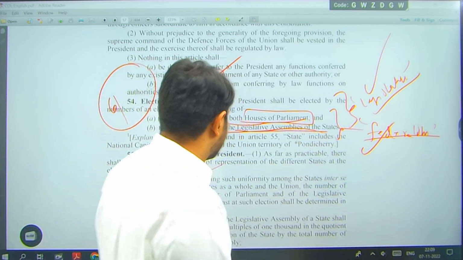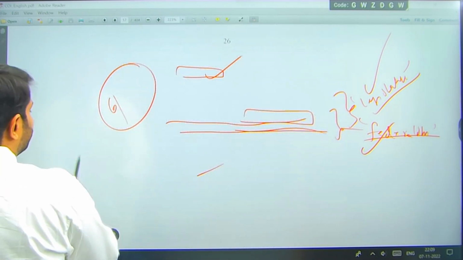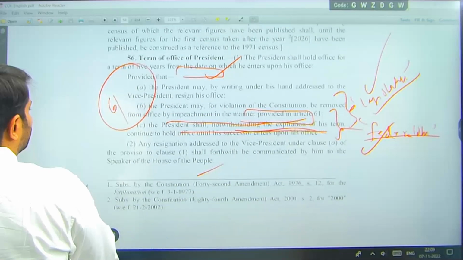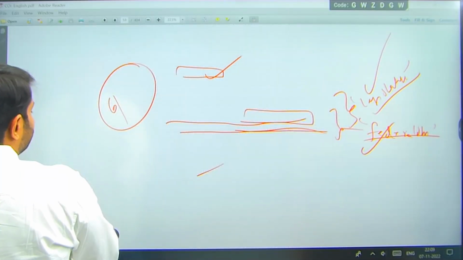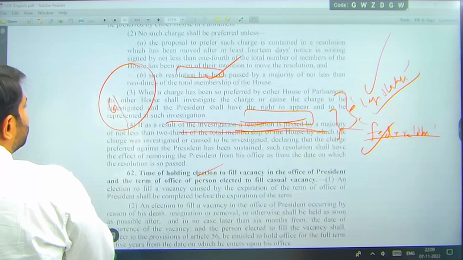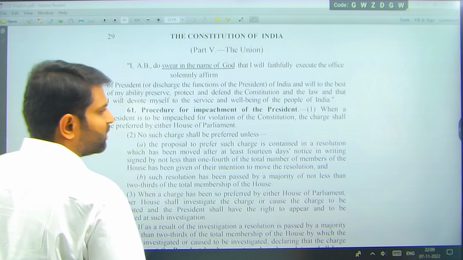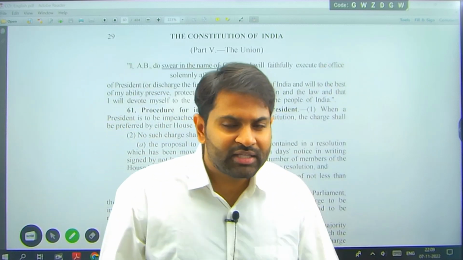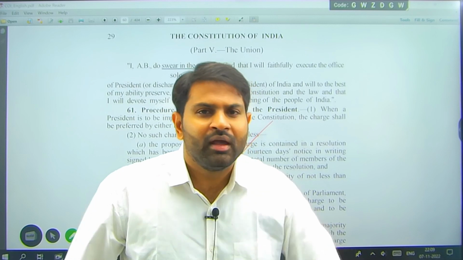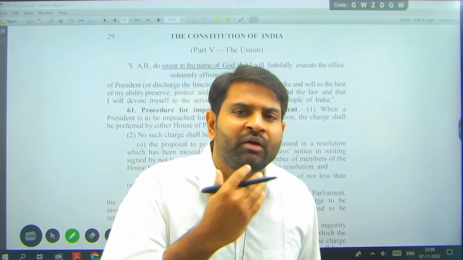Article 54 is important, but remember, he will be removed by the members of parliament only. Article 61. Nowhere in the constitution we use the word impeachment except for president. President can be removed. Who can remove the president? Parliament can itself remove. Can I simply say that the election of the president is a federal principle and removal of the president is unitary principle, because parliament itself can remove without the support of state governments.